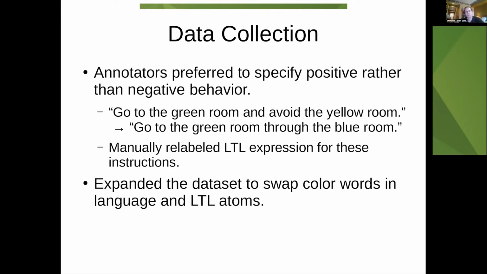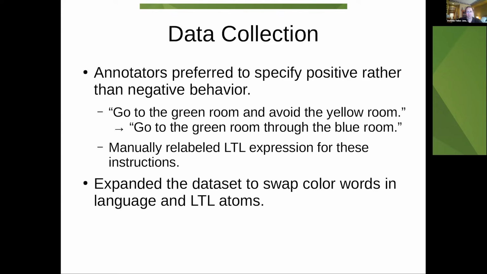But what we found is that the annotators preferred to specify positive rather than negative behavior. So if our LTL expression was go to the green room and avoid the yellow room, instead the annotators like to say go to the green room through the blue room. They like to say the positive thing instead of the negative thing. They're both correct in the sense that they match the examples we're showing them, but they're different LTL expressions. So we had to go back and manually relabel the LTL expressions when this happened, so that it corresponded to the words that they were actually saying.